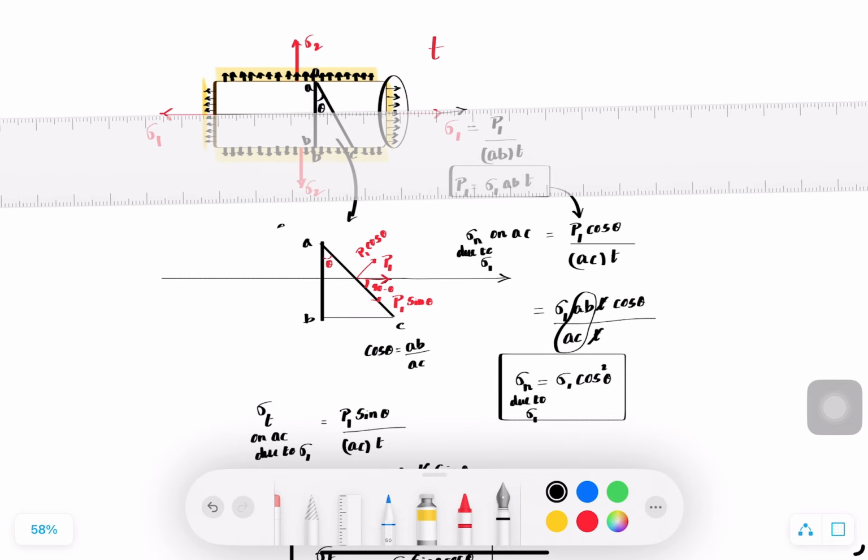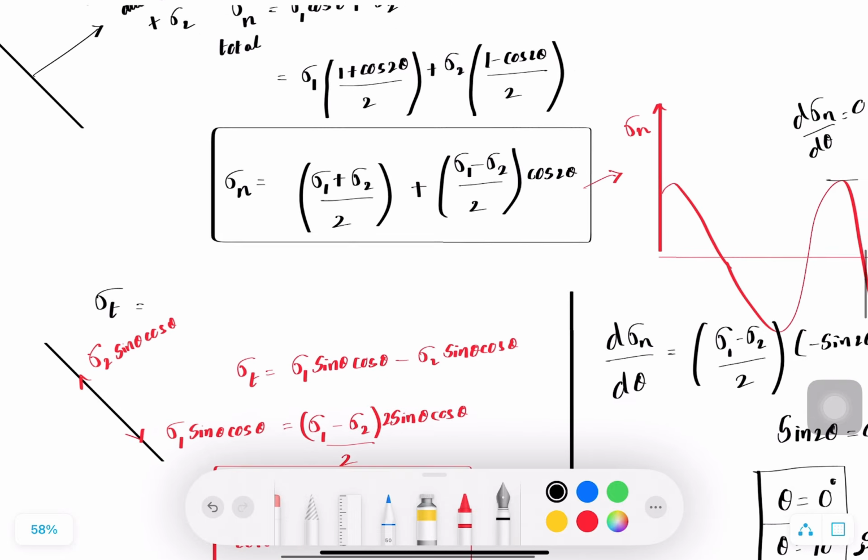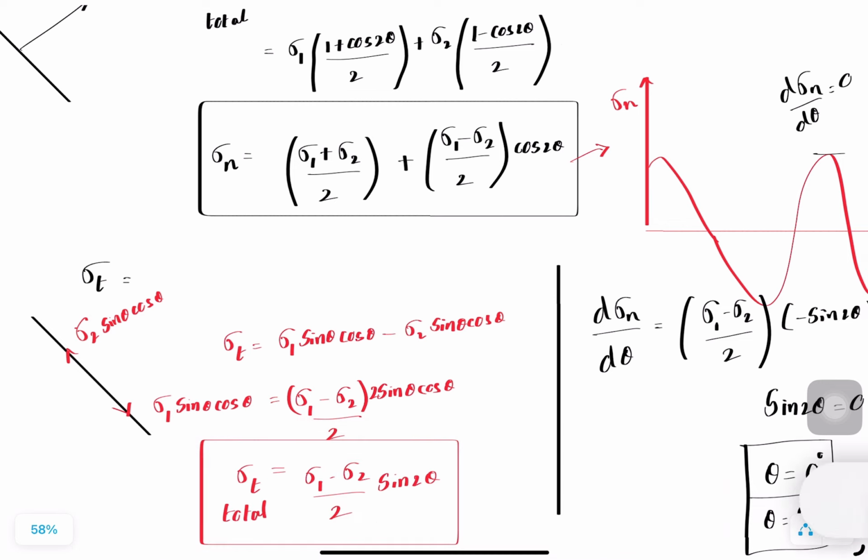Okay, so we can check it. Here we go. We will go back to the expression. When theta is equal to 0 degrees, cos 0 degree is 1, so you will be getting sigma n equal to sigma 1 plus sigma 2 by 2 plus sigma 1 minus sigma 2 whole divided by 2, because cos 0 degree is 1, so you will be getting sigma 1.